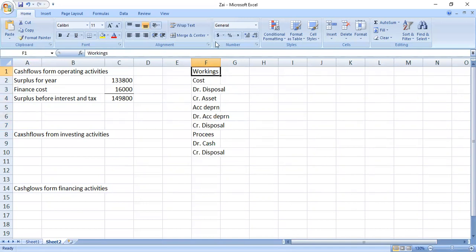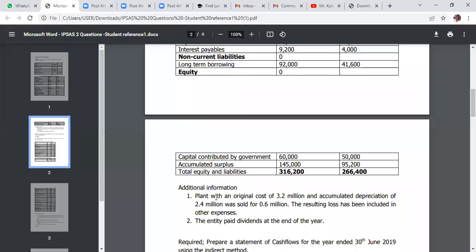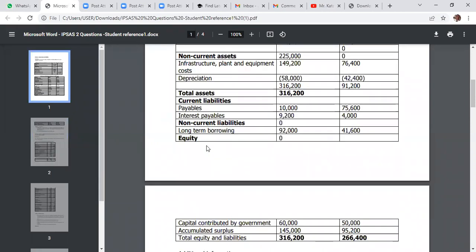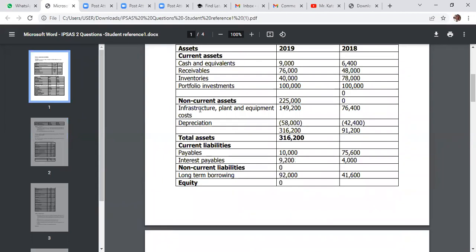So since we're disposing of a non-current asset, and they're talking about a plant, you go to your balance sheet. Let me share the screen. Okay, here, plant. You look for the plant account under your non-current assets. What you have is infrastructure, plant, and equipment. This account here is a general account. Whenever they don't give you splits, you treat every non-current asset in this very account.